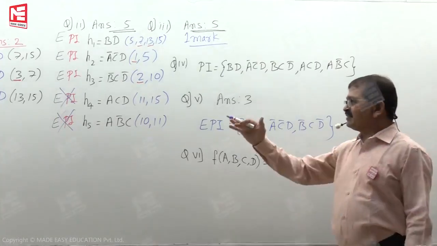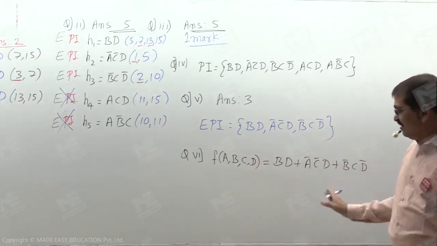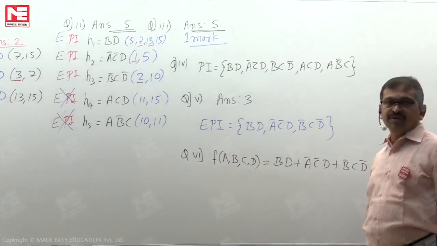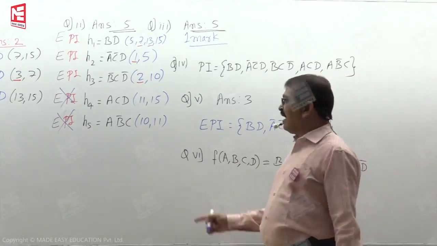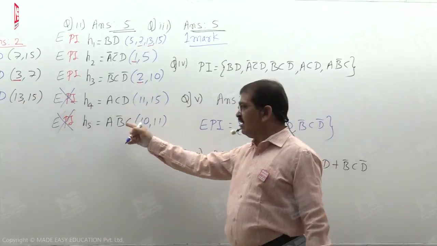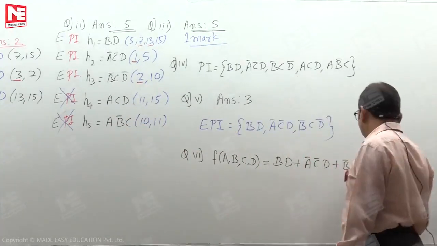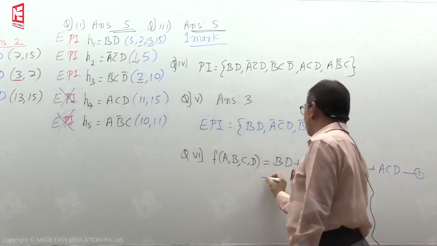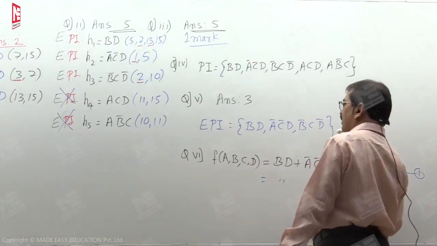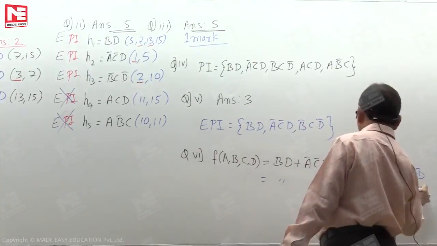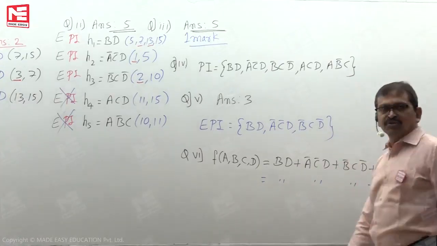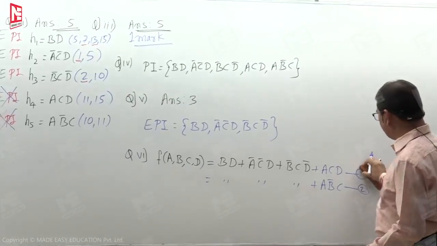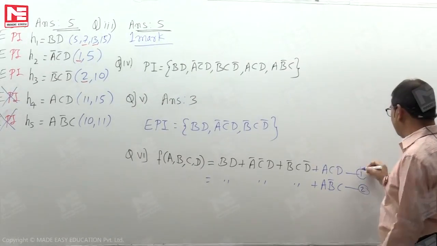So the minimal form is not yet complete. The EPIs cover 7 of the 8 minterms, and minterm 11 is not covered. To cover minterm 11, we have the possibility of using H4 or H5. If I use H4, it gives one possible minimal expression. If I use H5, it gives the other possible minimal expression.